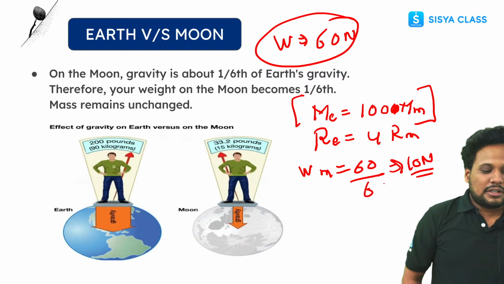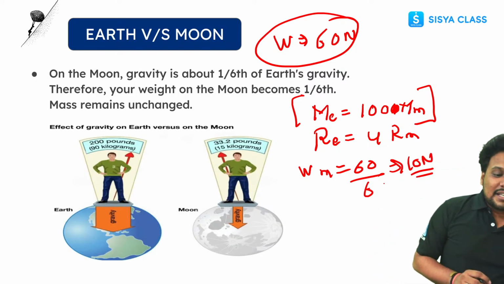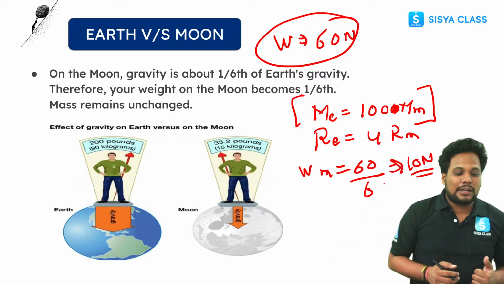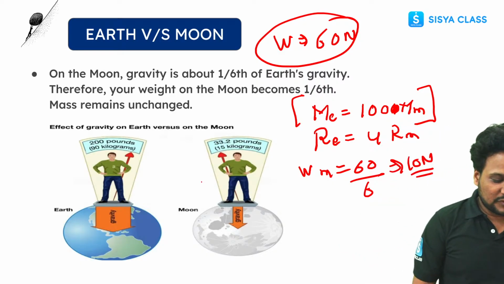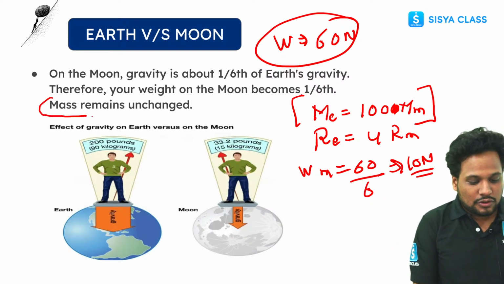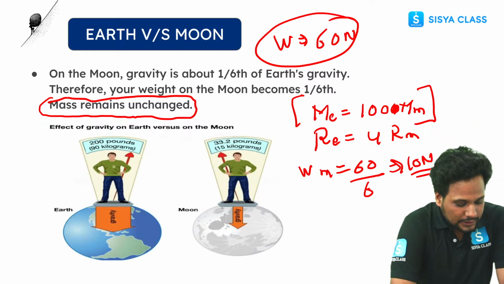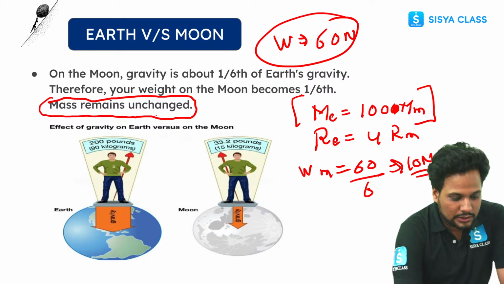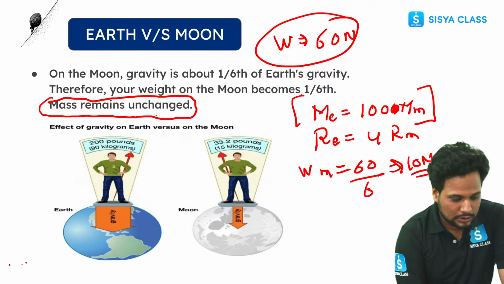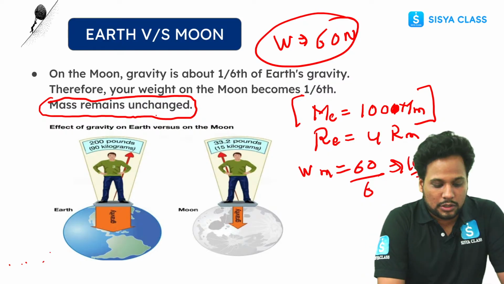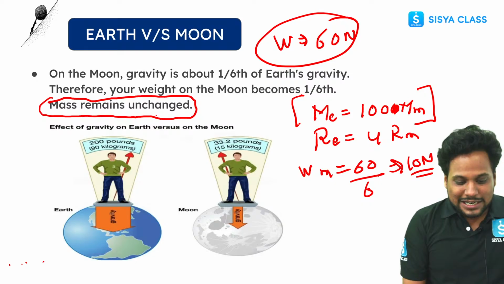This is clear. So just remember that on the moon the gravity is about 1/6 of the earth gravity, and therefore your weight on the moon becomes 1/6 that of earth. But remember, the mass is not going to change. We'll discuss what mass is in the upcoming slides. Do you have any doubts in this? If you have any doubt, you can ask me. Yes, no doubts. Okay.